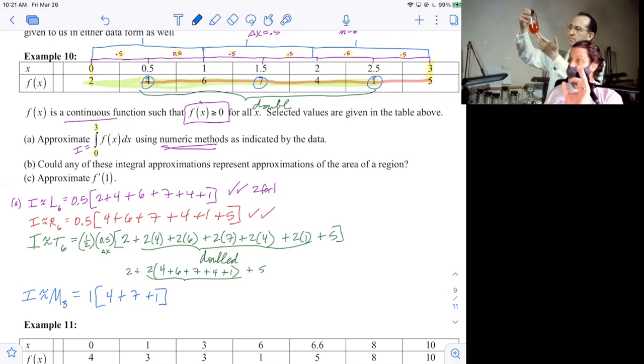Okay, it's pretty quick, it's pretty easy, pretty fast when you have the data in front of you, all right? Now, follow-up questions, you might get these. Could any of these integral approximations represent approximations for the area of the region? Well, here's how we answer that. Area has to be a positive thing. You can't have negative area.